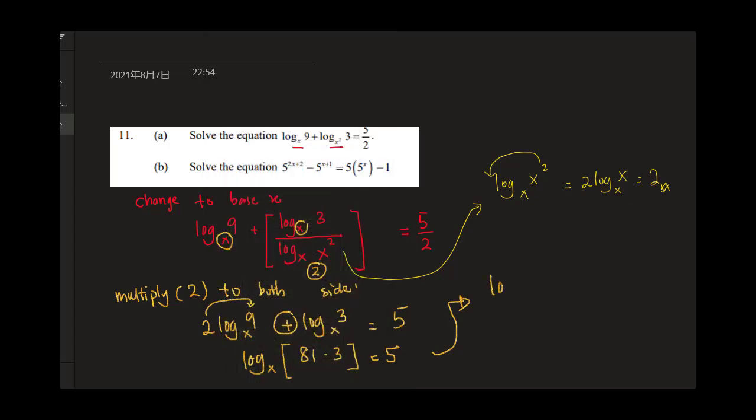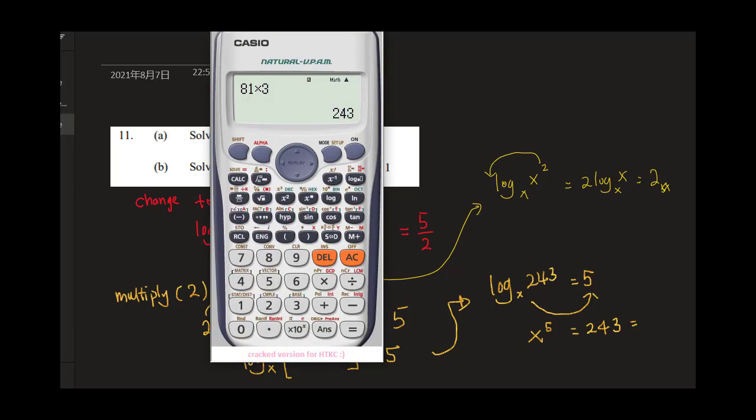So you get log 243 to the base x equals 5. Change to index form: x to the power of 5. Normally I will let the unknown or variable be on the left hand side, it's much easier for us to solve. For 243, we can try by trial and error. Anything to the power 5 equals 243. Maybe I try 3 to the power of 5.